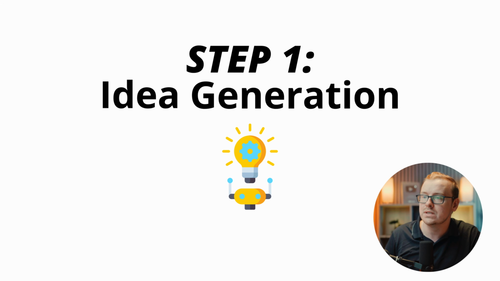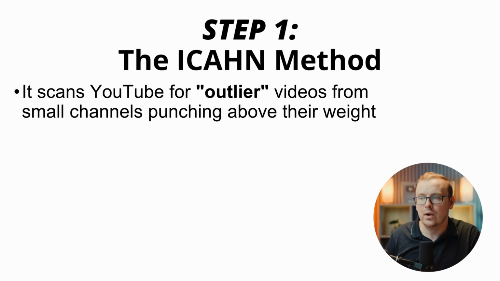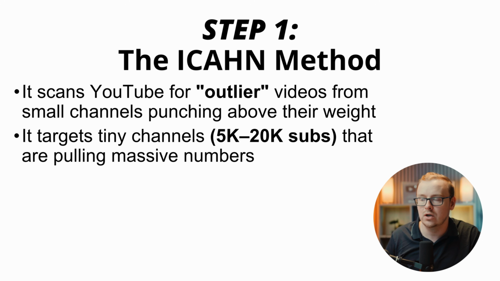And the skill I use for this is what's called the icon method. And here's what it does. It scans YouTube for outlier videos, specifically videos from smaller channels. We're talking less than 100,000 subscriber channels that are punching way above their weight. So a channel with 5,000 subs, for instance, getting 1 million views on a video, or a channel with 20,000 subs getting 300,000 views on a video. That's where the gold is.